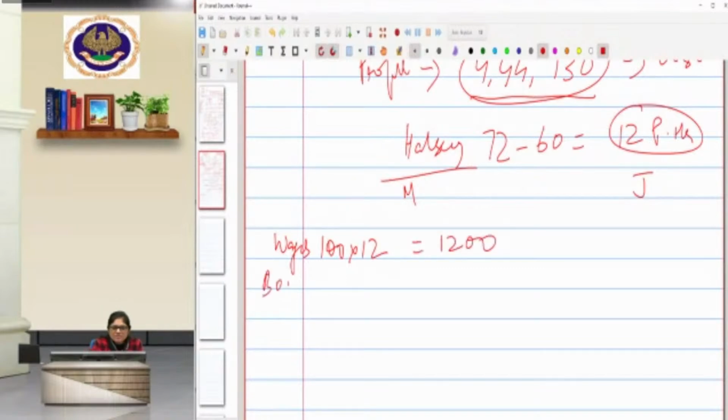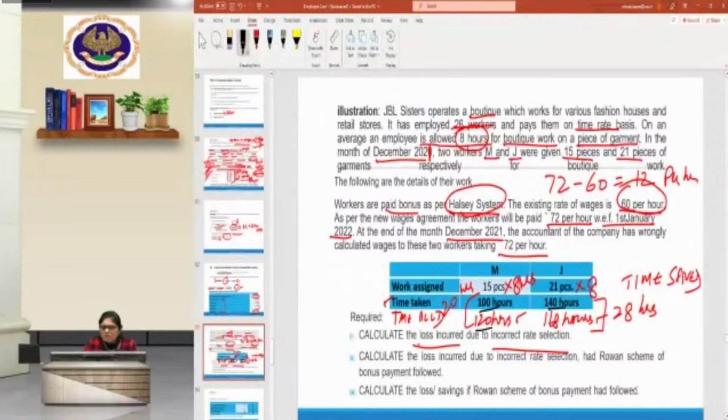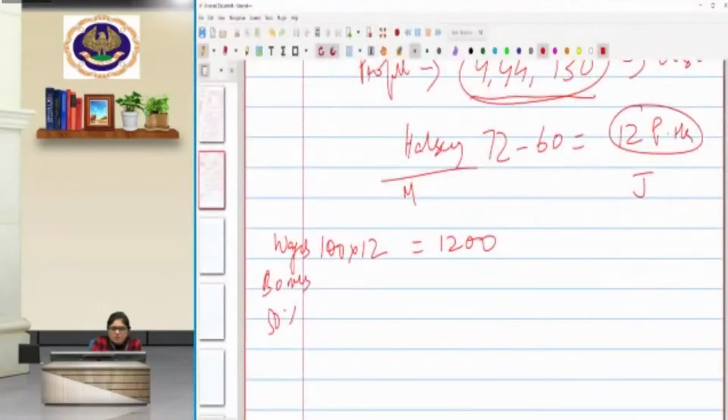Now the bonus. Bonus as per Halsey says 50% of the time saved. The time allowed was 120, the time taken was 100, so the time saved was 20 in case of M. 50% of 20 into the rate per hour, which was the mistake, 12. Clear? So 50% of 20 will be 10 hours. 10 hours into 12 will be 120. So 1320, the loss in case of M.